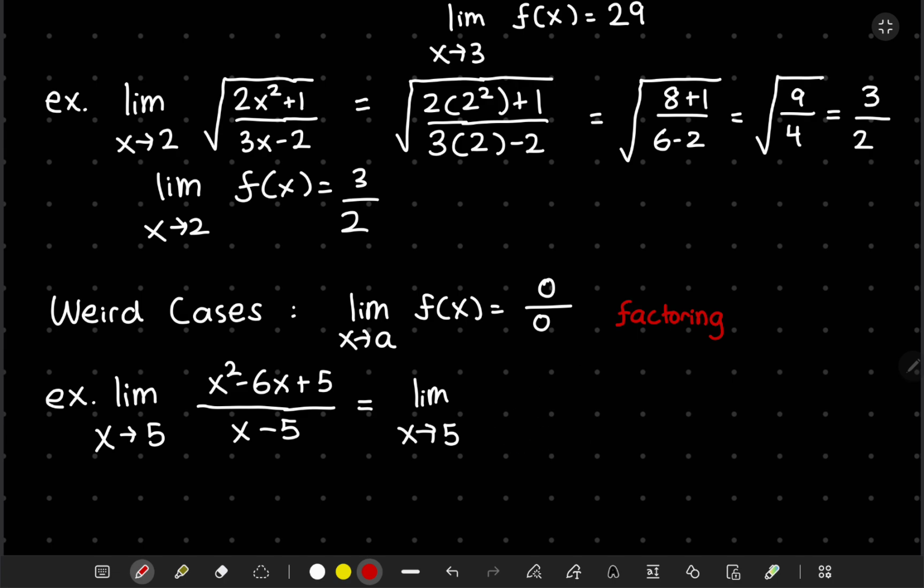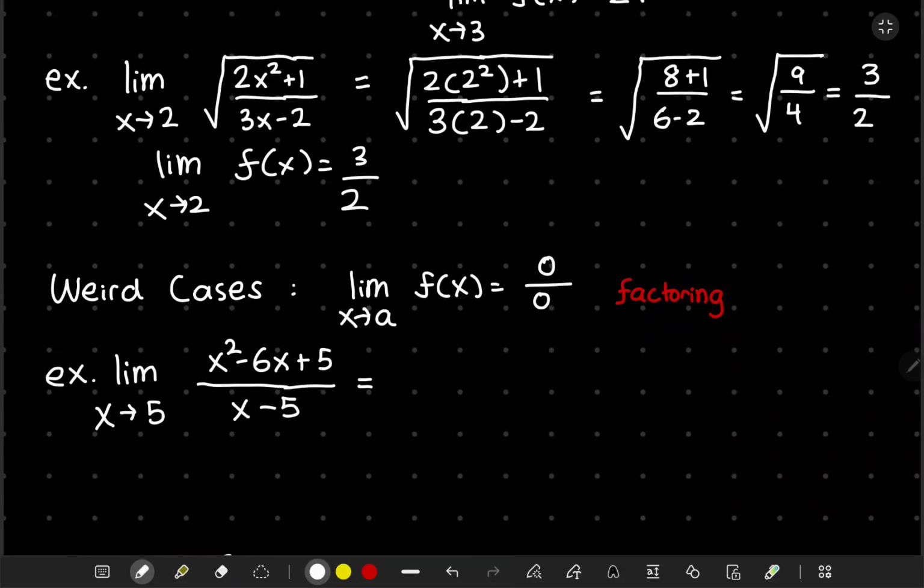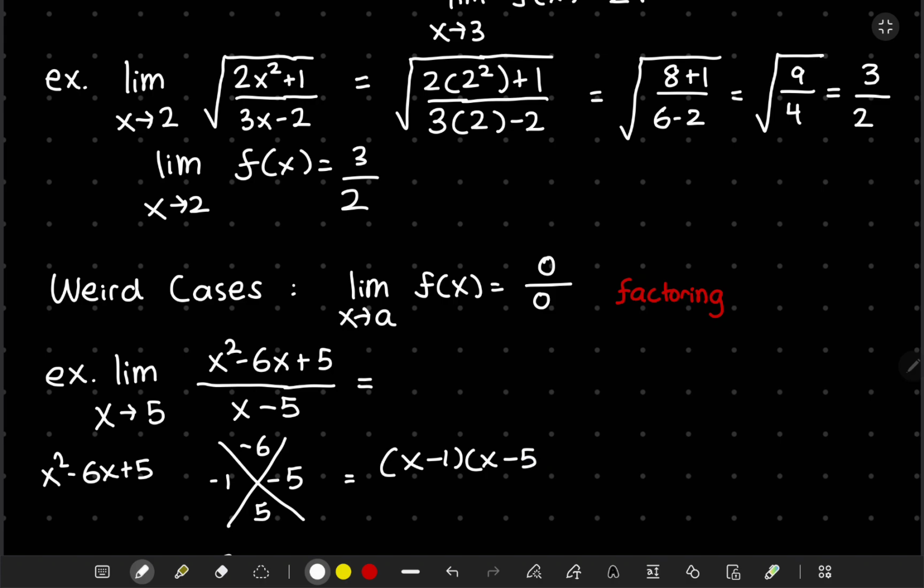Well, I notice that the top is x squared minus 6x plus 5. Maybe one thing I can do is factor. So let's see how I can factor. For x squared minus 6x plus 5, remember this is the x method. Negative 6 can go on top, 5 can go on bottom. The two numbers that make 5 are 1 and 5. And since it's negative 6, I can make them both negative. This gives us our factored form, x minus 1, x minus 5.